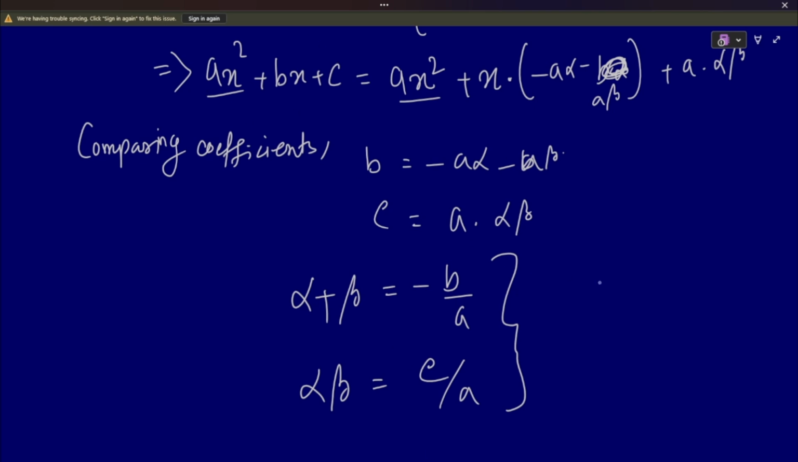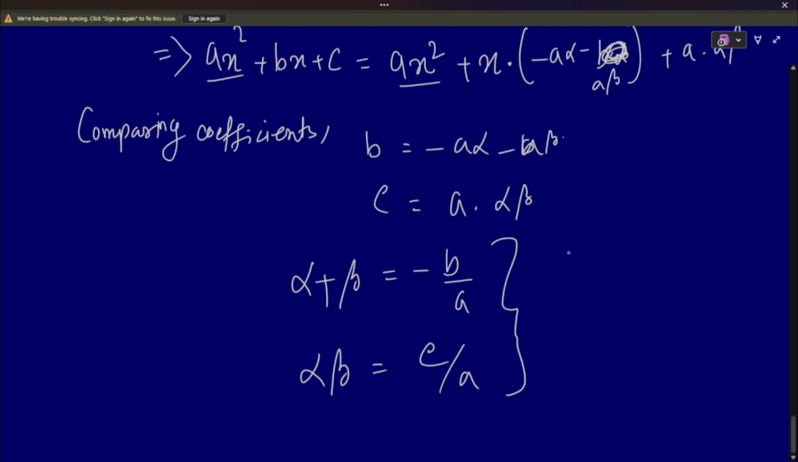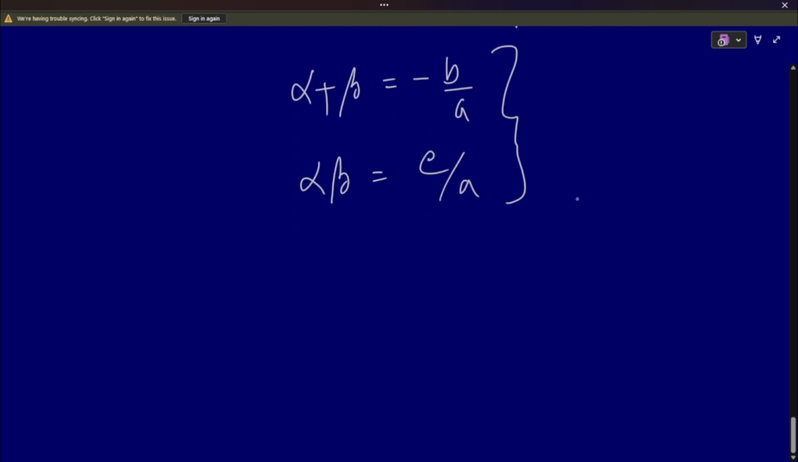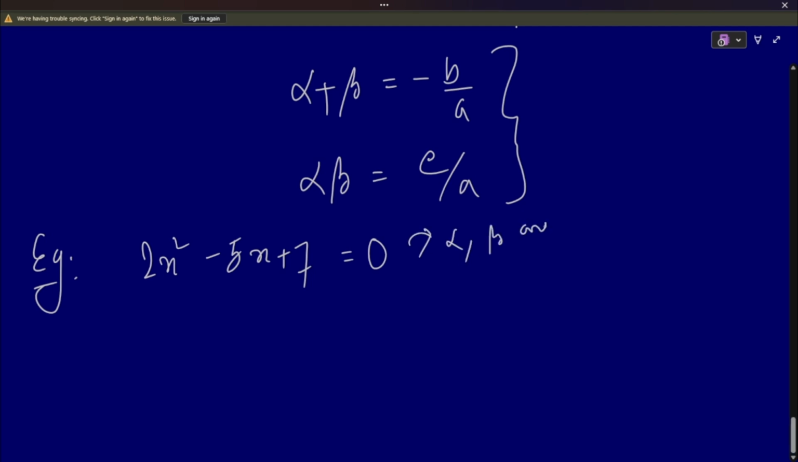And this information is a whole lot useful because what happens is, let's say you're given a quadratic equation like this. I'll give an example here. Let's say you're given 2x square minus 5x plus 7 equals 0. And you have said that alpha and beta are the roots.